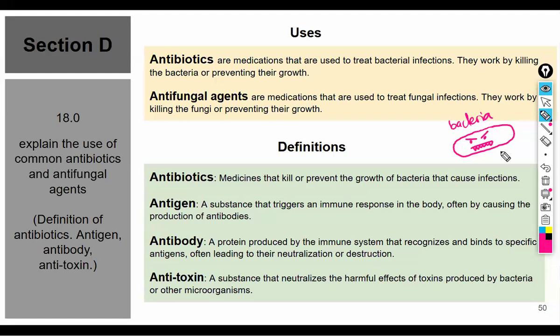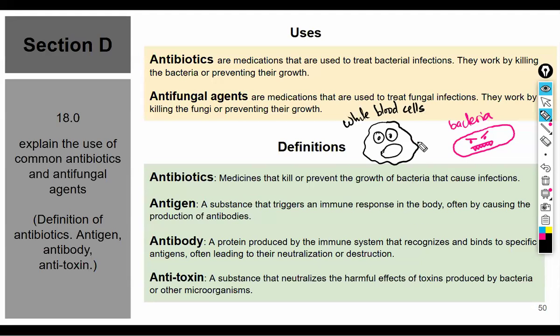Who is supposed to fight off that bacteria in your body? I'll give you a hint. It starts with the letter W. The white blood cells. Right. So the white blood cells are supposed to fight that bacteria for you.